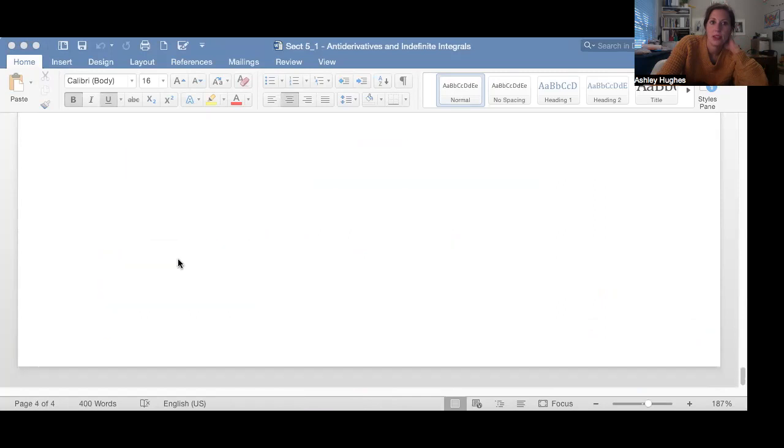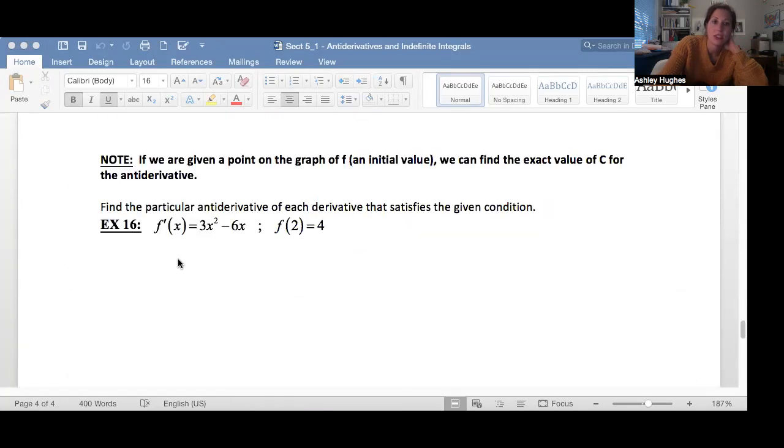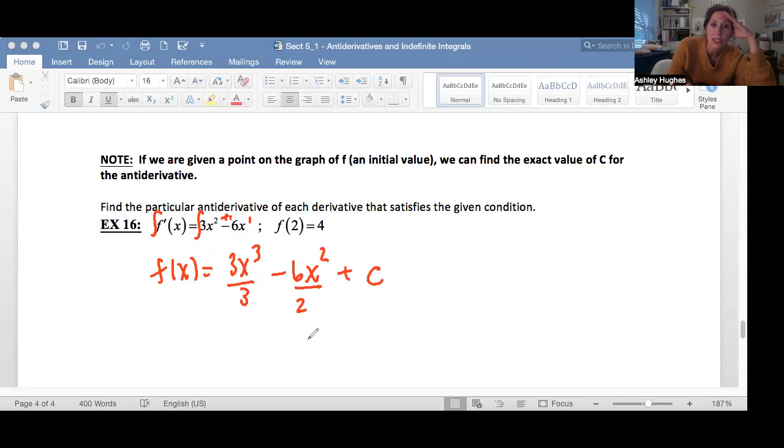And then this is just how I can solve for c. So basically, they want me to figure out the particular solution to this. So if I take the antiderivative, they want me to find the original function. I would get 3x cubed over 3, 6x squared over 2. Remember, I'm increasing these powers by 1 and dividing by it. Plus c, don't forget Charlie. So x cubed minus 3x squared plus c is my function.